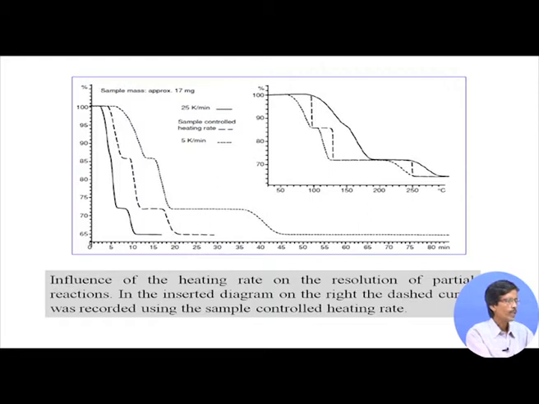So, the influence of the heating rate on the resolution of partial reactions. If we change the heating rate, we get more resolved reactions. If two steps are overlapping, we can resolve them into two different steps, even if we have overlapping steps at very closely spaced temperatures. This inset tells us that the diagram on the right, the dashed curve, was recorded using the sample controlled heating rate.